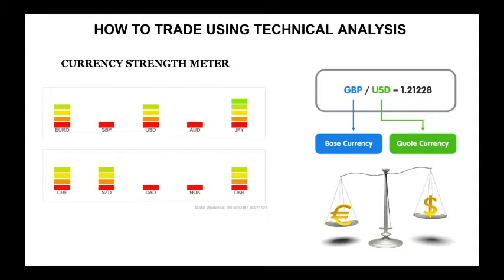How do we trade using technical analysis? Now, when you want to start trading using technical analysis, you want to start with, first of all, understanding how the market works. The first thing I want to talk about is the currency strength meter.